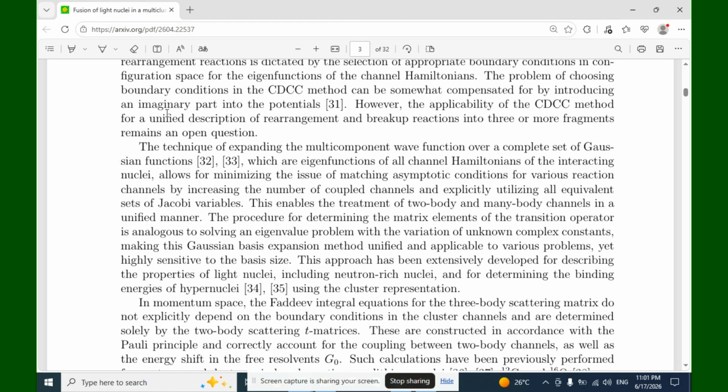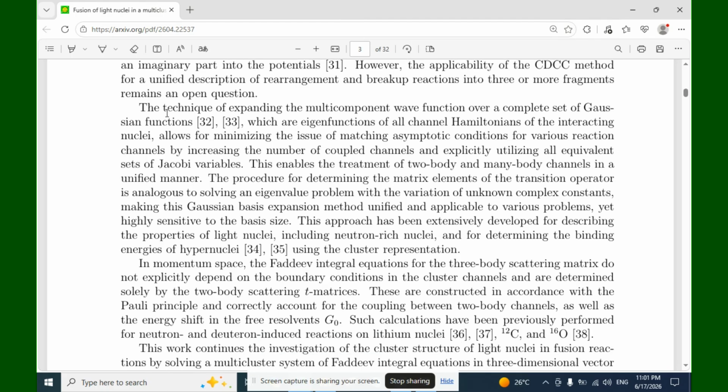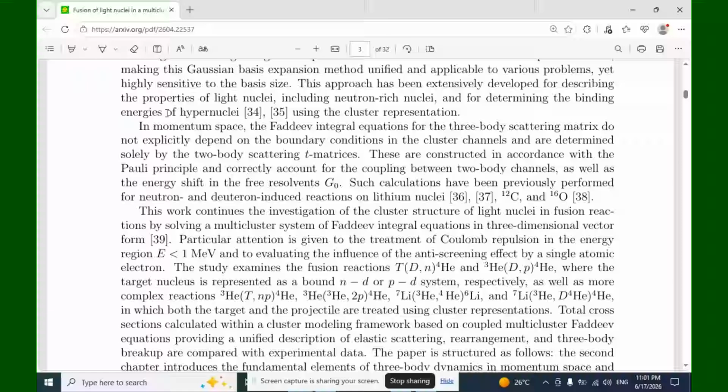This approach has been extensively developed, describing the properties of light nuclei, including neutron-rich nuclei, and determining the binding energy of hypernuclei using the cluster representation.